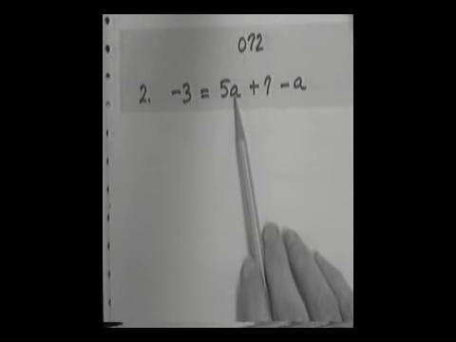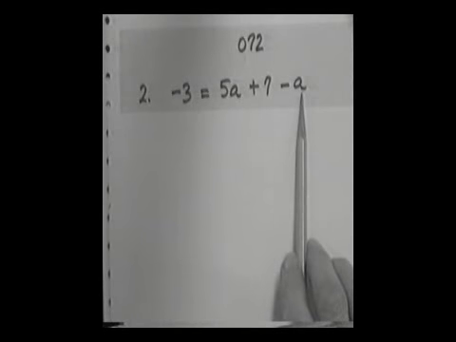Example 2 reads, -3 equals 5a plus 7 minus a. In this one, our variable is a. A appears twice in the problem.